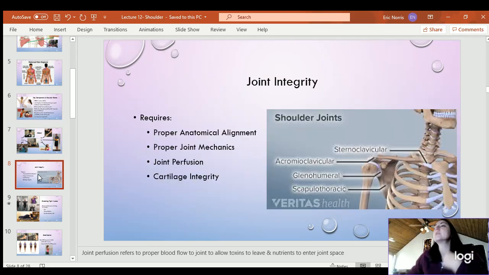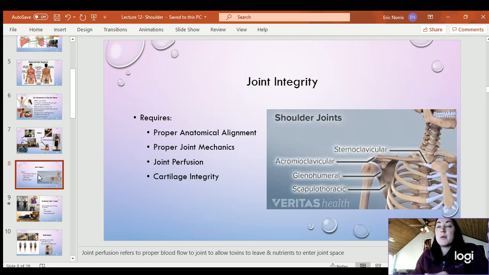okay, so our joint integrity, what that requires. So remember, joint perfusion, we're talking about getting proper blood flow to the joint to push toxins out and allow nutrients to come in. And that's really the main reason why we want to maintain, while we do some of these movements, some of the passive range of motion, some of that is to maintain the joint integrity, or the joint perfusion is part of that.